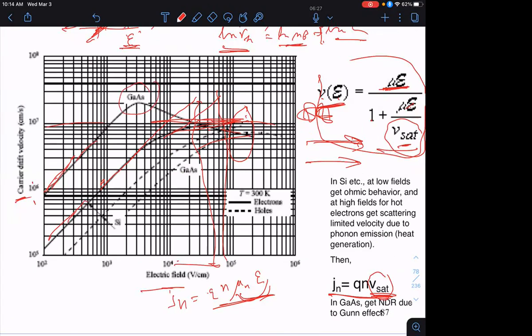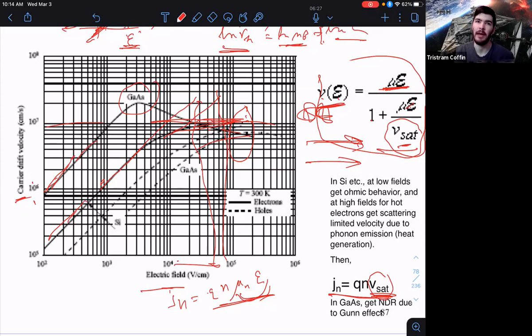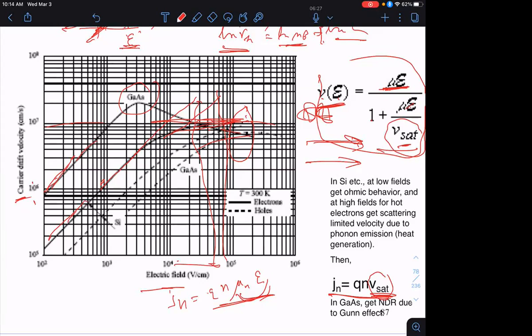Now, gallium arsenide velocity field characteristics are very, very strange. Why do you think that's strange? What's funny about the gallium arsenide curve? It goes up and then curves back down instead of the others, which kind of just level out. Right, that's very strange, right?